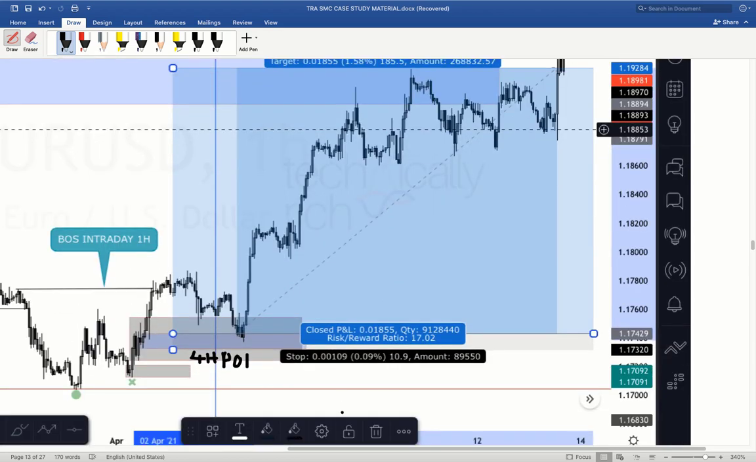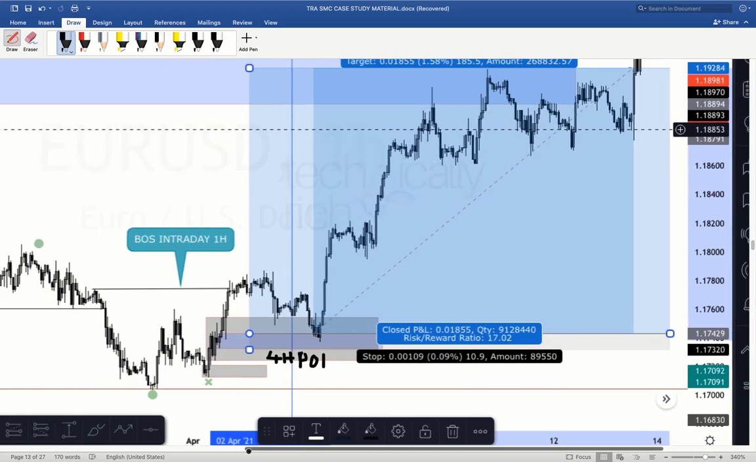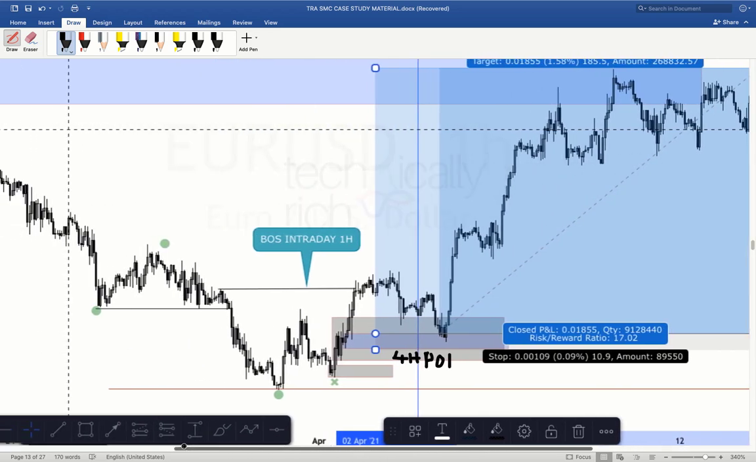Now we'll get to this. The next picture here shows us what really happened. On our higher time frame, on our 4 hours, we have this bigger rectangle. You can see the bigger rectangle there. This whole area is our 4 hours point of interest. And then this area here is also our 1 hour point of interest.